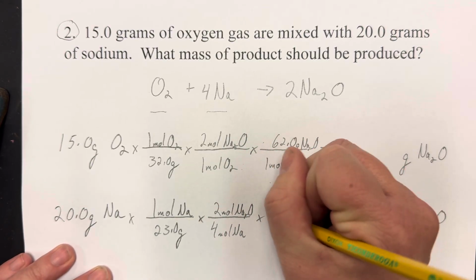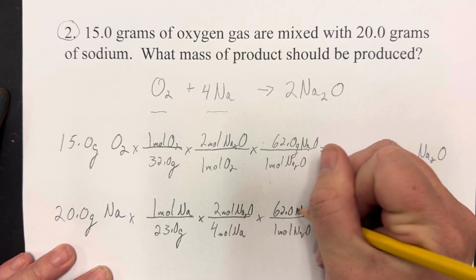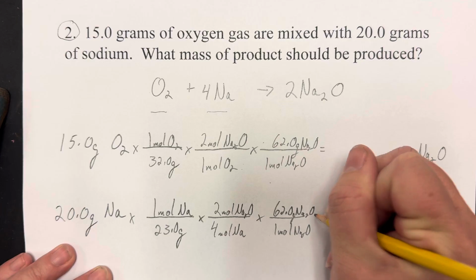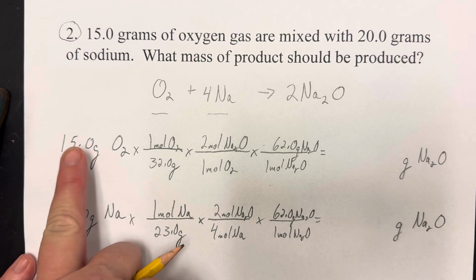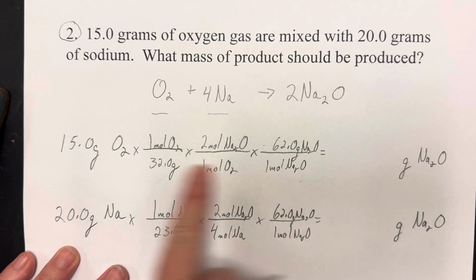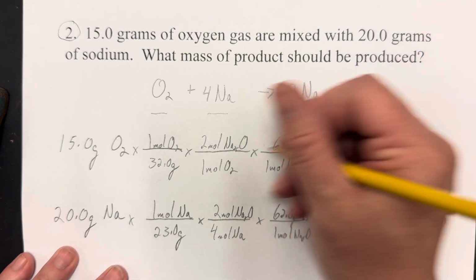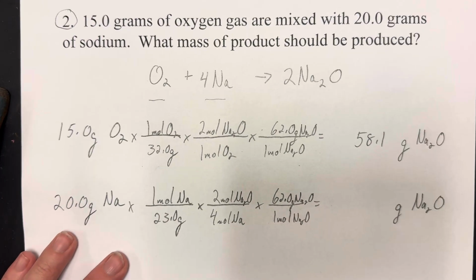And 1 mole of that is still 62.0 grams of Na2O. All right, at this point, I'd go ahead and put the numbers into the calculator. Starting up here, 15 times 2 times 62 divided by 32, which is times 1 times 1, so just 32. And that's going to give you about 58.1 grams.